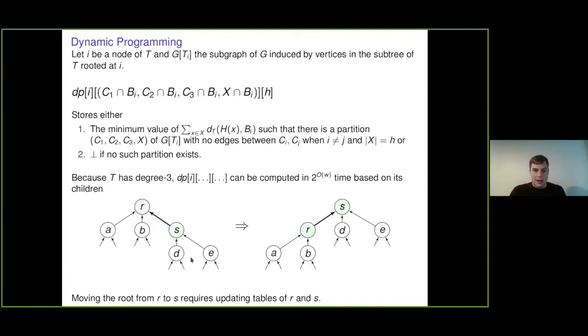Of course, because we have a tree decomposition of degree 3, we can always compute the dynamic programming state of a single bag in this time, based on the states of its children. Here's a picture showing that if we have dynamic programming rooted at node R and change it to node S, we don't need to update any tables other than the tables of R and S.